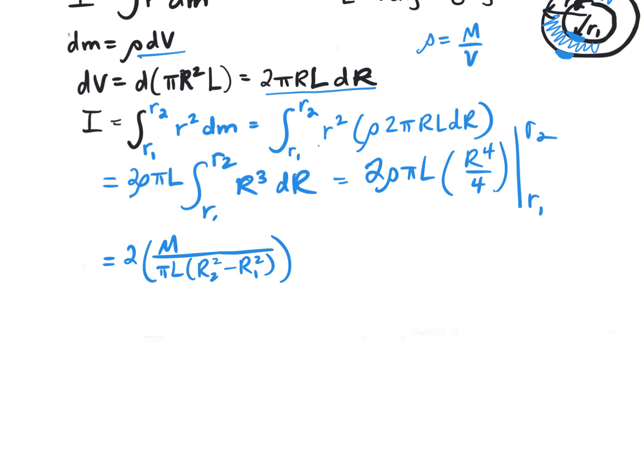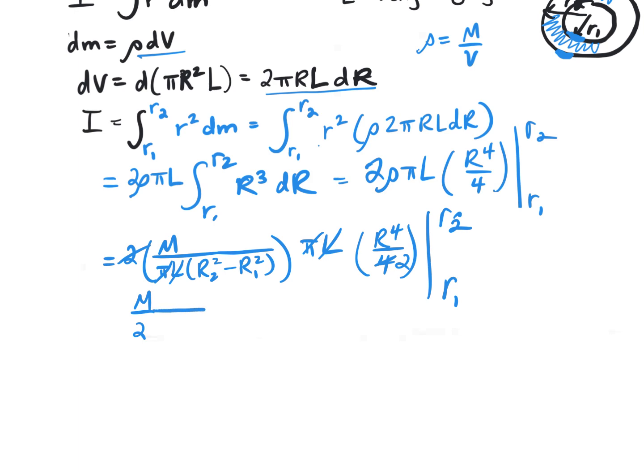Which is kind of nice because now we have times pi times L, and the L's are going to go away, the pi's are going to go away. Yay us. And r to the fourth over 4 from r sub 1 to r sub 2. And now 2 goes into 4 twice, right? So what we have is 1/2, or m over 2, over r sub 2 squared minus r sub 1 squared.